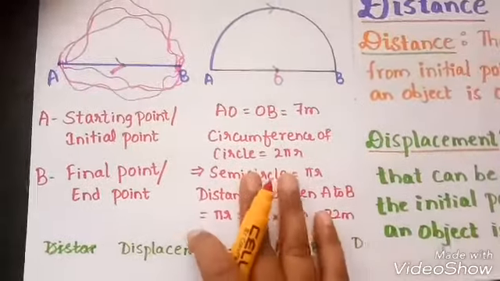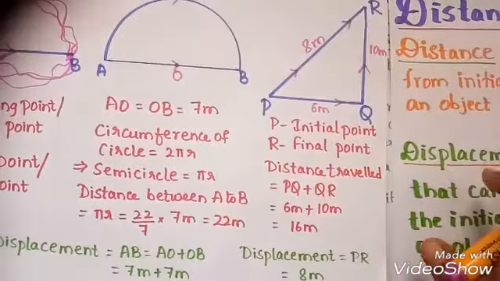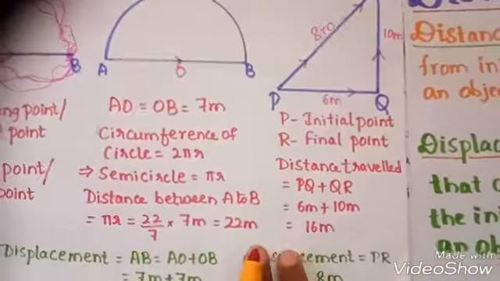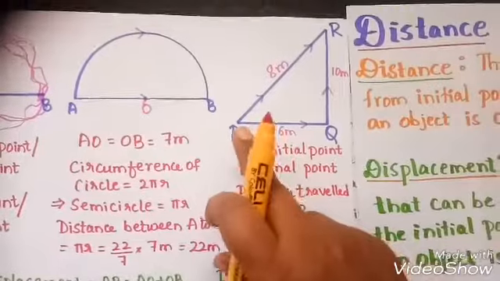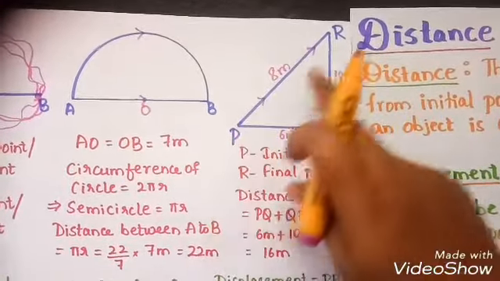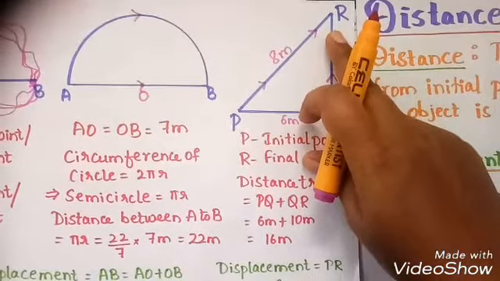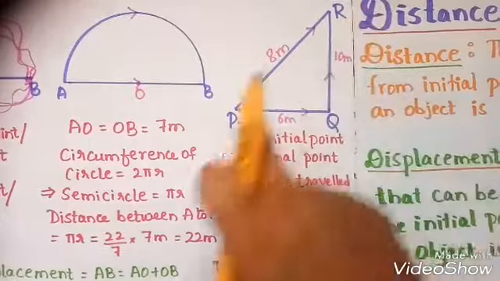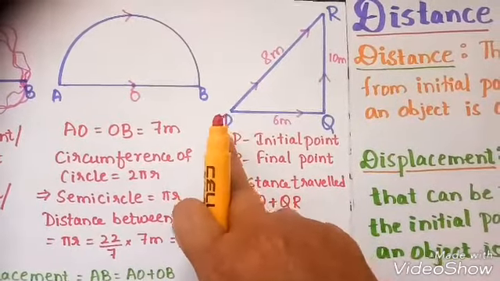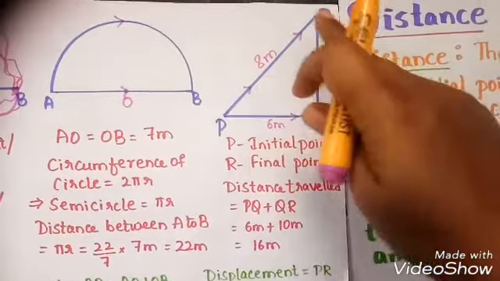And you can understand it perfectly with one more example. In this example, suppose the object is at point P, which we take as the initial point, and it wants to go to the final point R. In how many ways can it move from P to R? One path goes along PQ plus QR, and another path it can move directly from P to R.